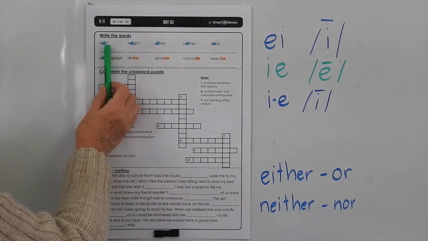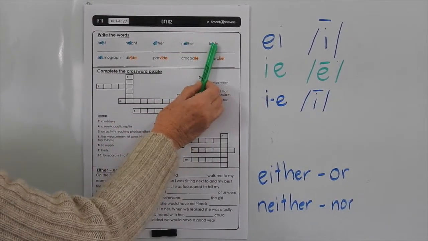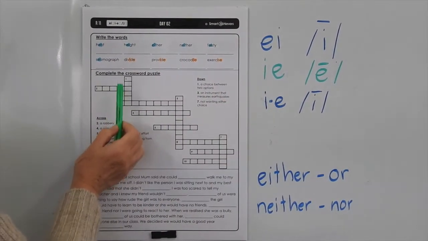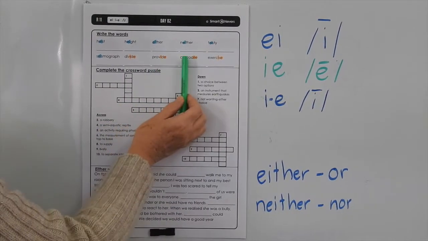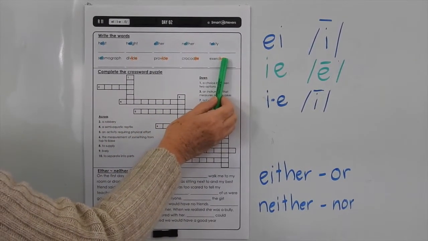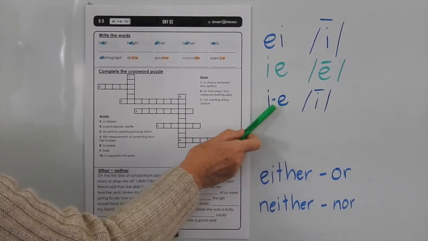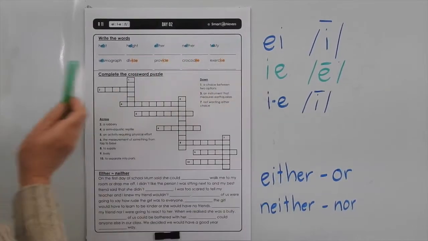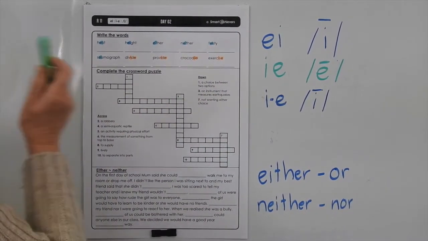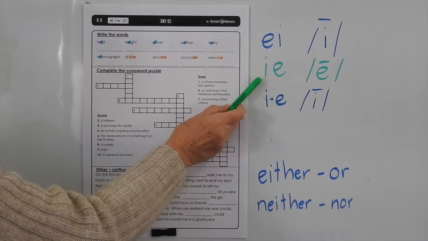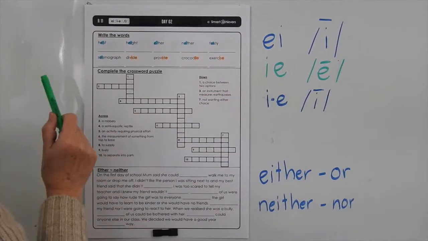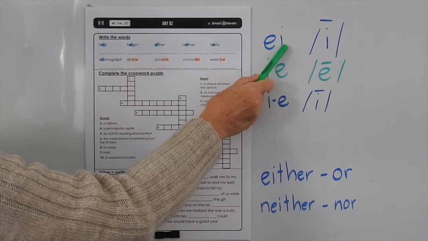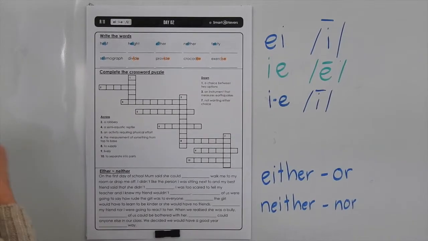So our words today are heist, height, either, neither, feisty and seismograph. So the EI is making the long I sound. And then we've got divide, provide, crocodile and exercise as a little bit harder words where the E is making the previous vowel make its long I sound. So you've got 2 different representations of the long I sound. Now there is a rule which is common in many words, and it's I before E except after C where the sound is E. So this one is reversed. You've got the EI making the long I sound. So just be aware of that.